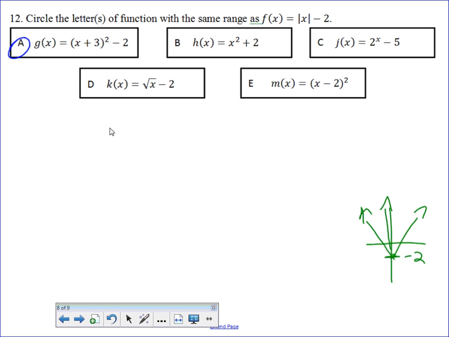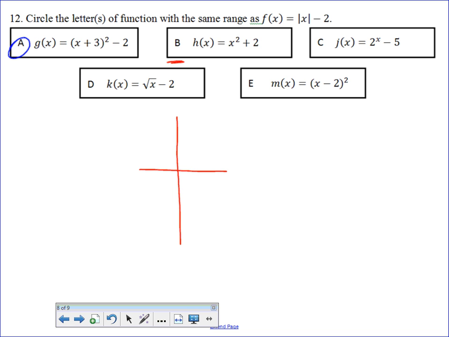But this is a technology-enhanced question. This is the kind of question on the SOL where we'd click on it and they would highlight yellow. So there might be more than one right answer, so we got to be careful. So let's try B. Once again, we're looking for things that go from negative 2 to infinity. And if we were to graph this one, we would see that it would start at 2 and we'd have a parabola up. So the range on this one is 2 to infinity.